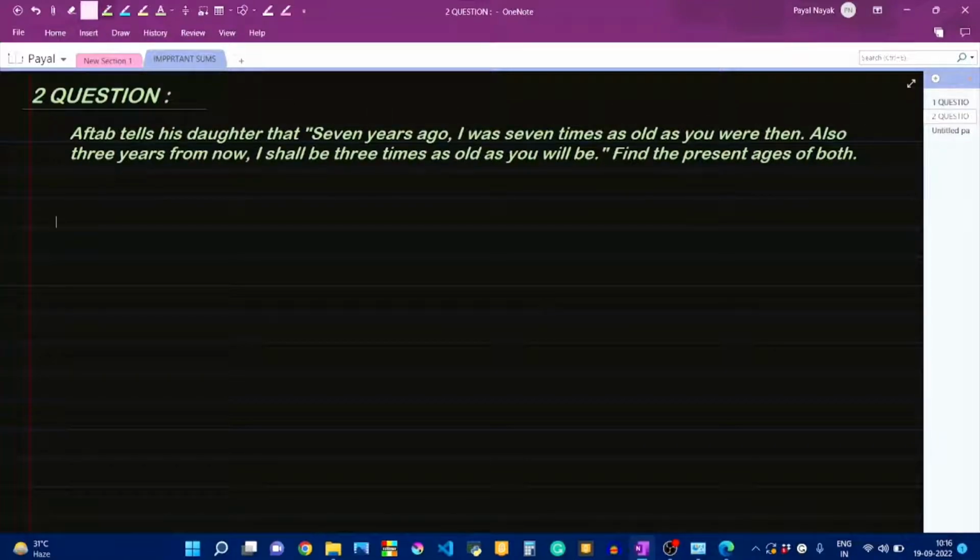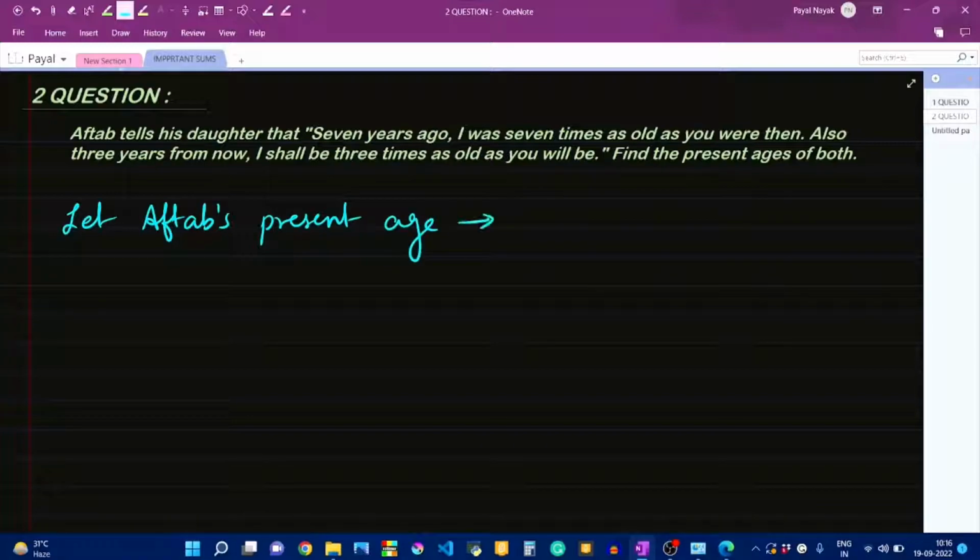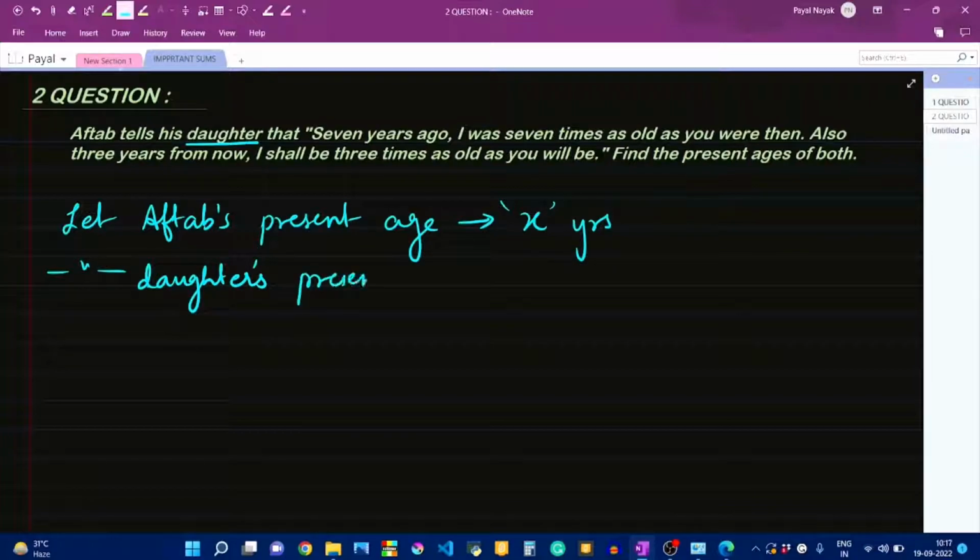Okay, so first we are going to assume, let Aftab's present age be x years, and he's talking to his daughter. So let the daughter's present age be y years. So if you are talking about 7 years ago, the first condition is 7 years ago.